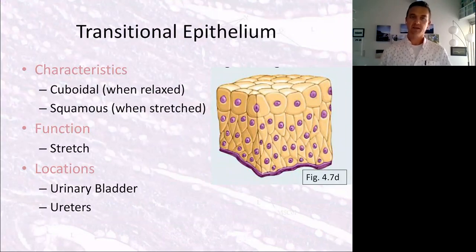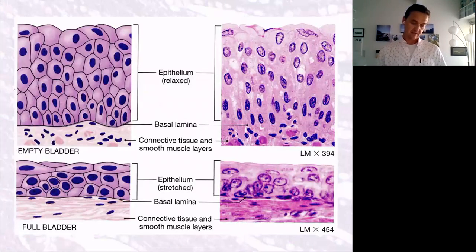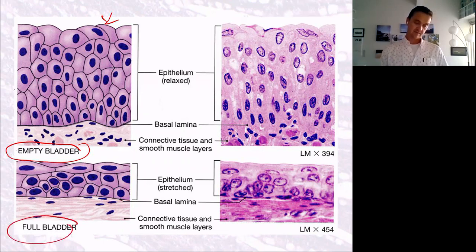This one is different because it is definitely multiple layers, so it would be stratified, but that's not part of the name. They look cuboidal when the tissue is relaxed, but then they flatten out when it's stretched. The main function of these is to be able to stretch. We find these in the bladder and the ureter. So when your bladder fills up, these stretch out, those cells flatten, and that gives the tissue the ability to stretch. We can see that with an empty bladder here, versus a full bladder right here. So cube-shaped cells, and then these are more flat-shaped cells now as it gets stretched out.